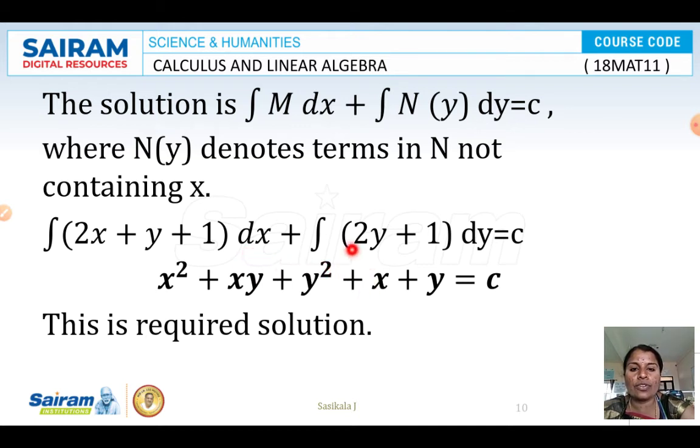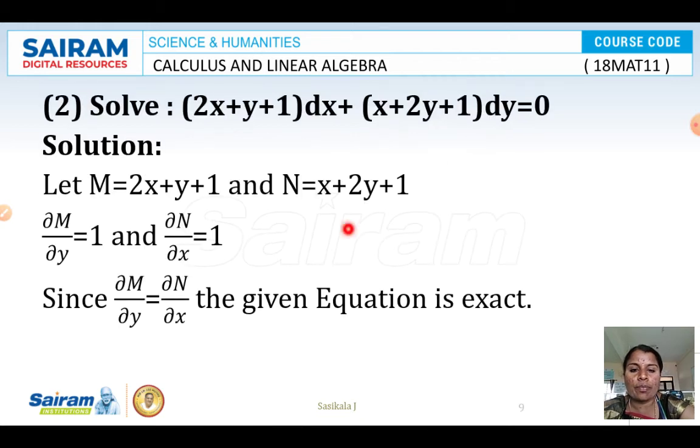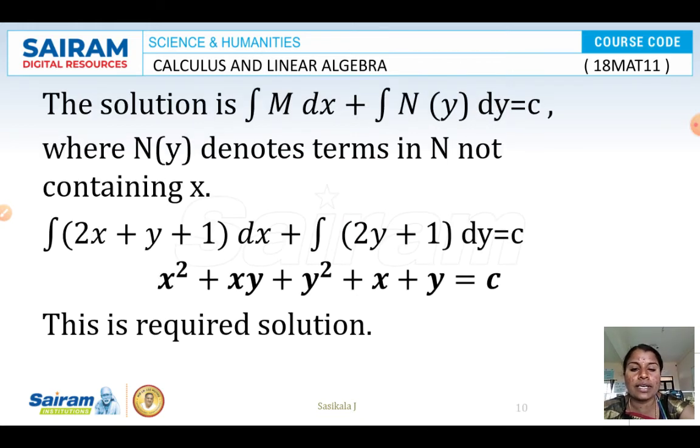And then the next one, in the function N, it is x plus 2y plus 1. The term that does not contain x, so x will go to 0, and I get only 2y plus 1. So the integration of 2y will be 2y squared by 2, so the 2 gets cancelled and I get only the y squared term, then plus the y term, which is equal to c. This is your required solution.